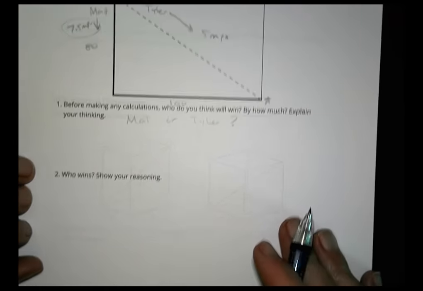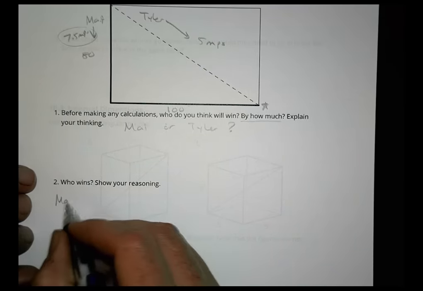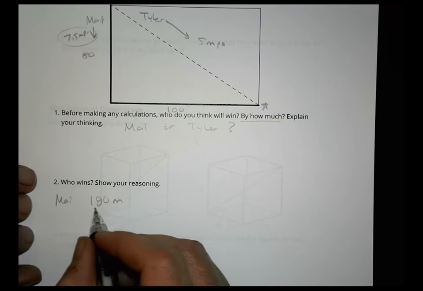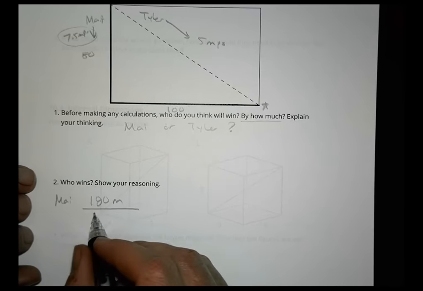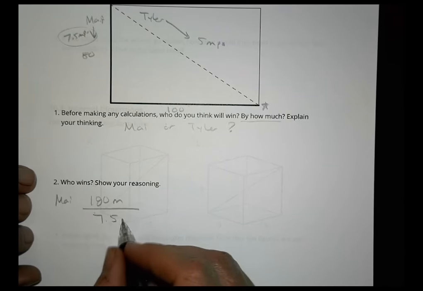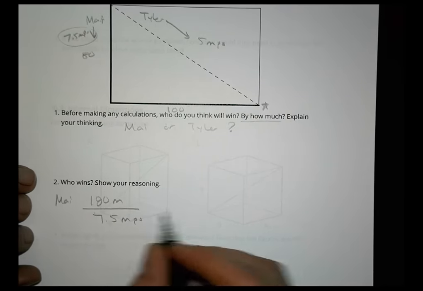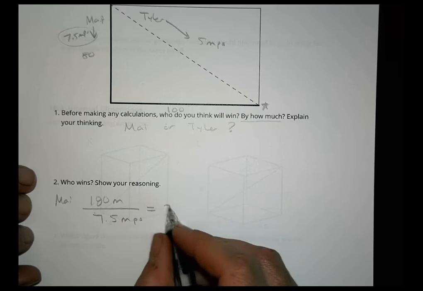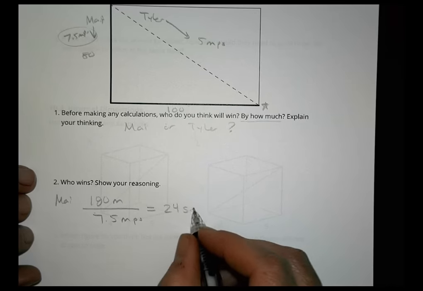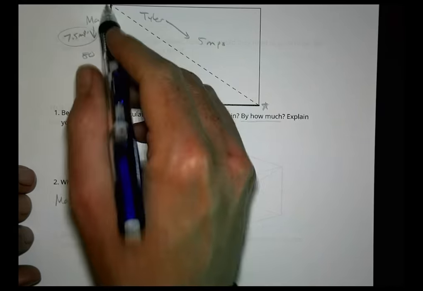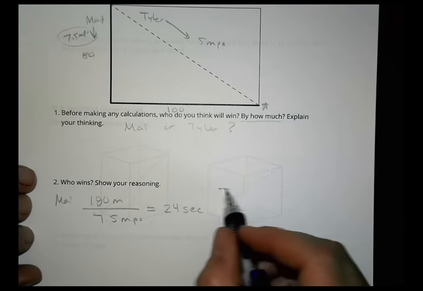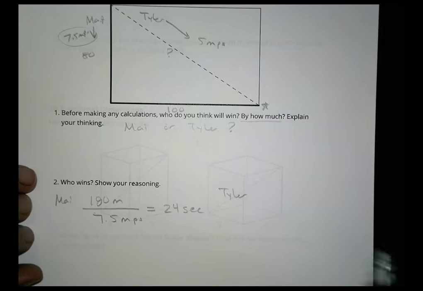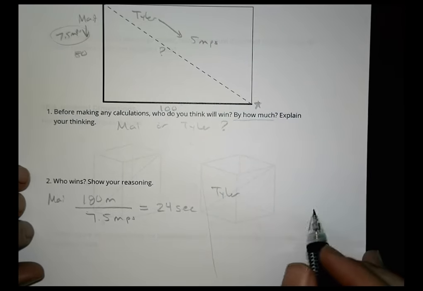So in terms of who wins, if we take a look at May, May's going to be traveling, we know for her, 180 meters. Now she's going to do that at a rate of 7.5 meters per second. Okay? So 180 divided by 7.5 tells us that it's going to take her 24 seconds to go from there to there. For Tyler, though, we're not quite sure. We don't know how far he has to go. So for Tyler, we need to figure out how far he has to go first of all.